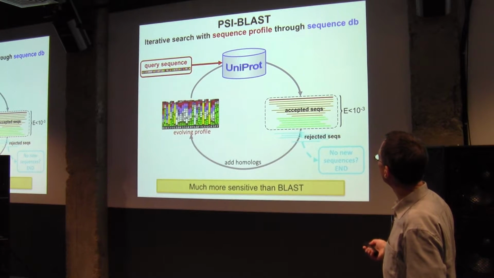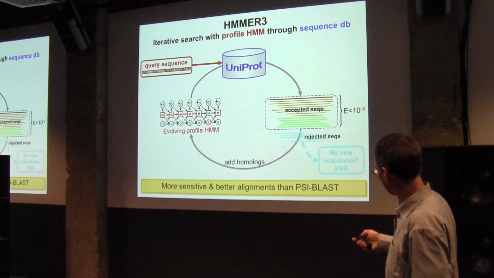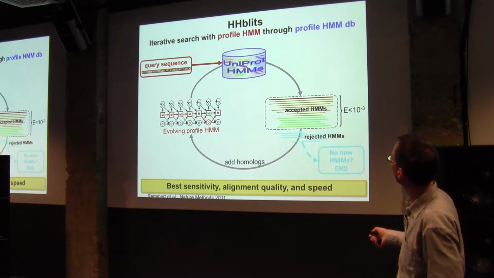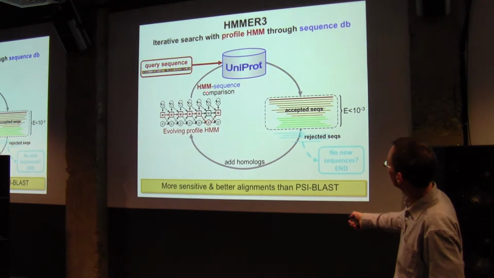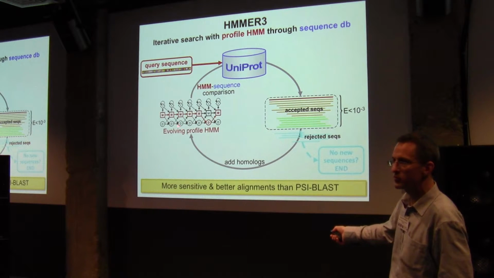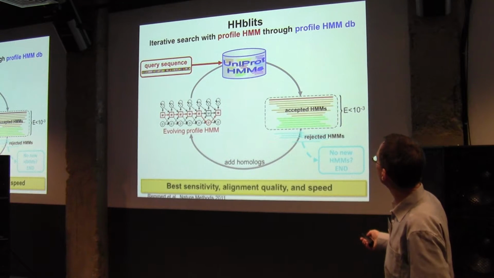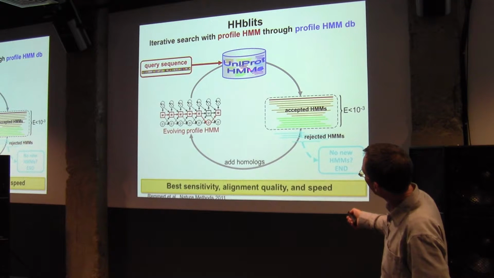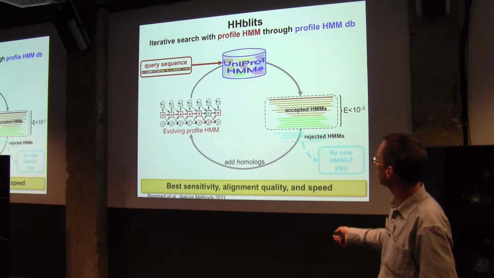So what we did then in 2012 was publish a paper where we used the same trick. So HHblits is similar to PSI-BLAST, but it uses an evolving profile HMM instead of a sequence profile. So it has these position-specific gap penalties. What we did is developed a program called HHblits, which compares a query HMM with a database of HMMs.